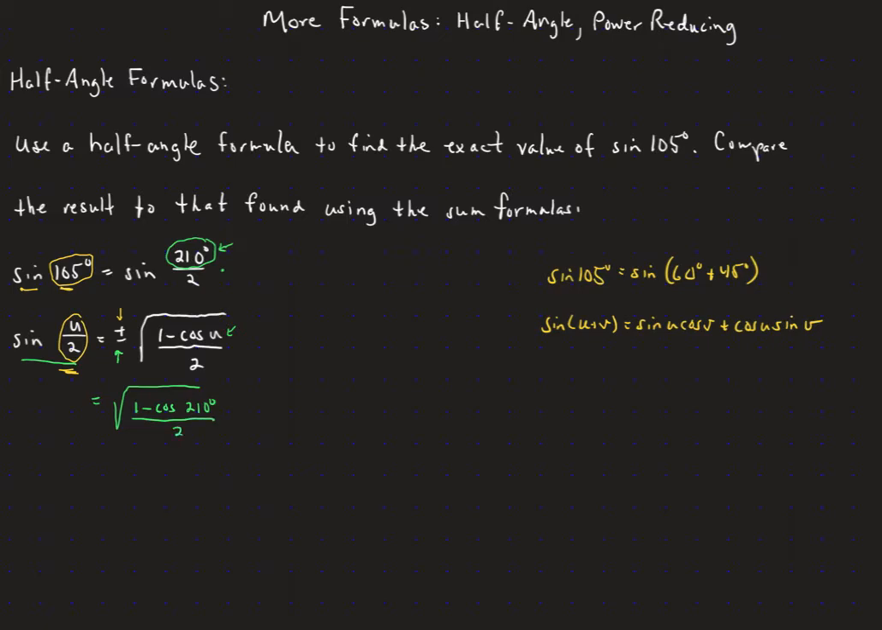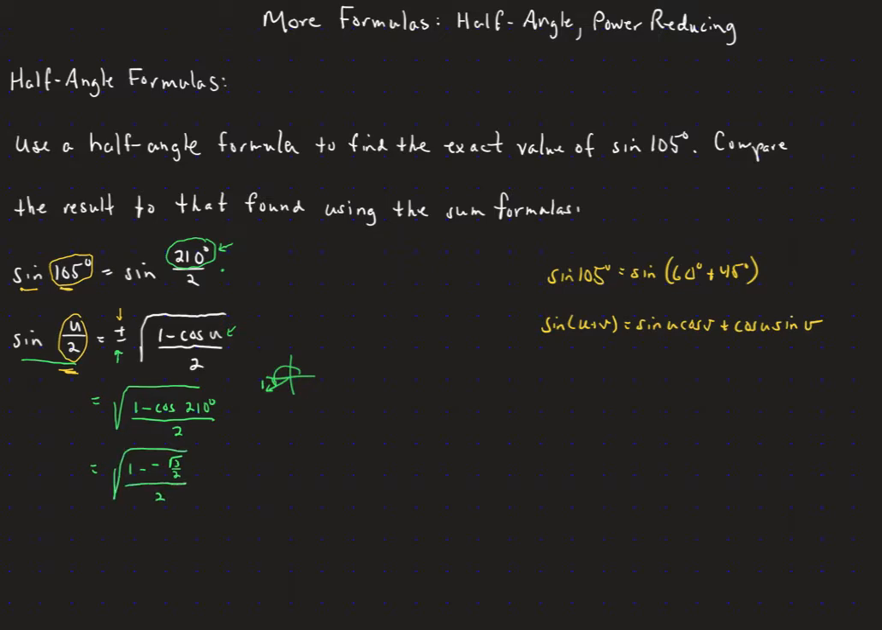Now cosine of 210 we know, so that is in quadrant 3. So 210 degrees is in quadrant 3. Its reference angle here is 30 degrees. We know that the cosine of 30 degrees is square root of 3 over 2. And we also know that in quadrant 3, that's a negative. So we're going to get 1 minus a negative square root of 3 over 2, all in the radical.